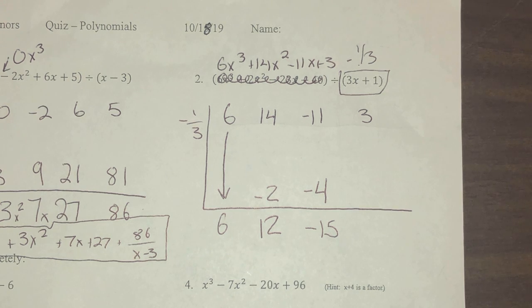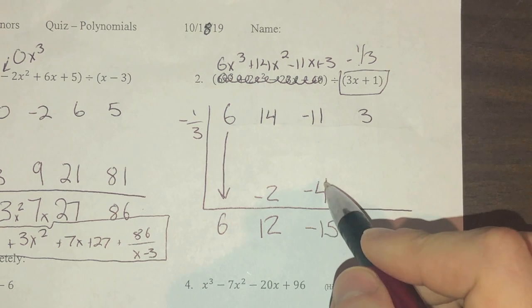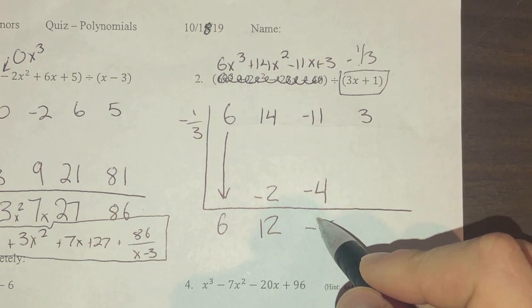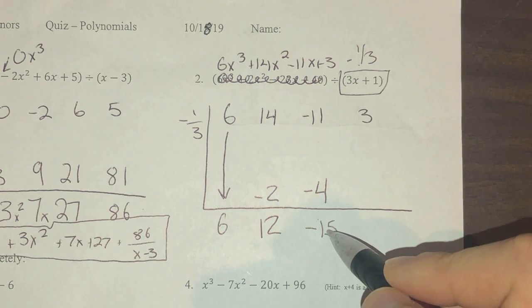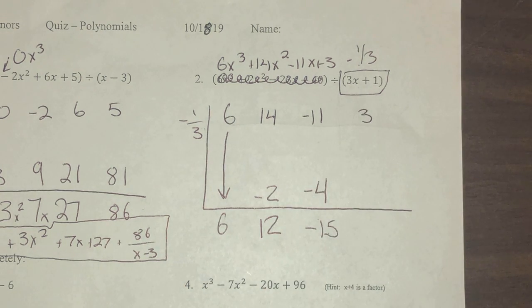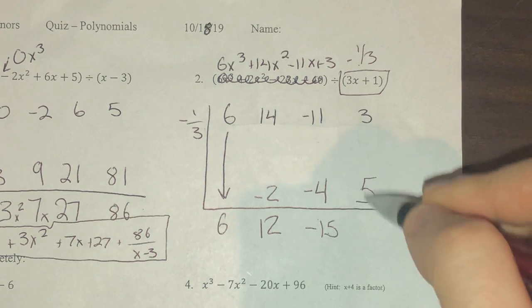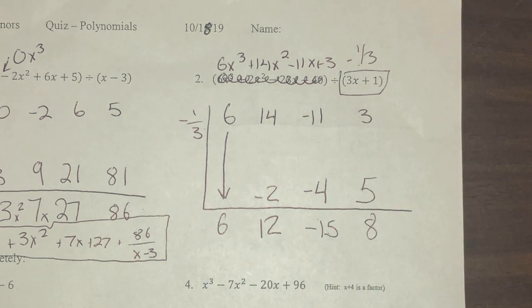Now, what comes next? Negative 11 minus 4, giving me negative 15. I do negative 15 times negative 1/3, which gives me a total of 5. Add the 5, I get 8.